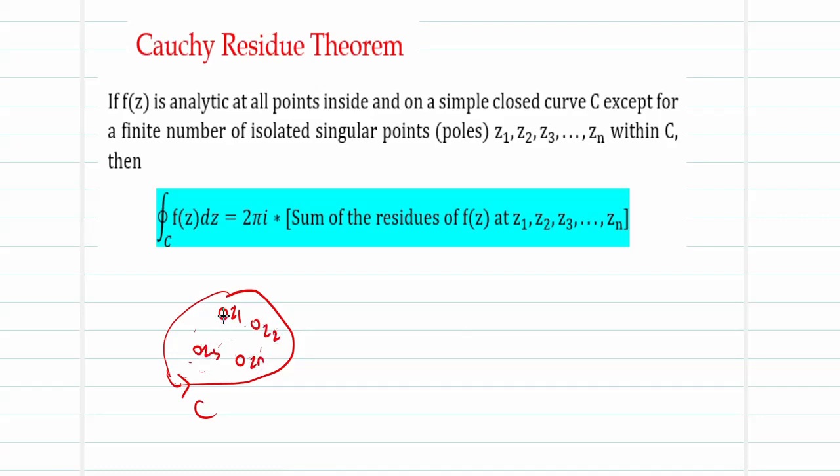Now what we do is estimate the residue at each of these poles and then add them up. So we add up all the residues of the function f of z at the poles. So what are the poles? Poles are nothing but the points where the function is not analytic, and then multiply by 2 pi i, in which case this gives you the value of the integral over the closed contour called C.